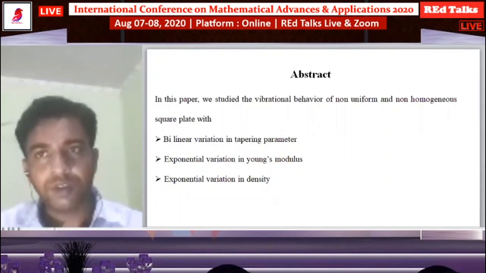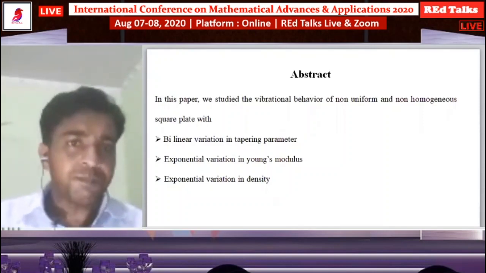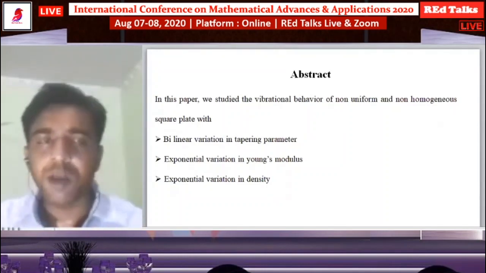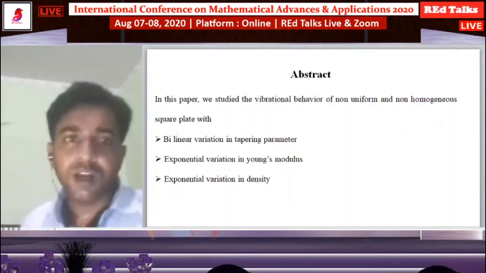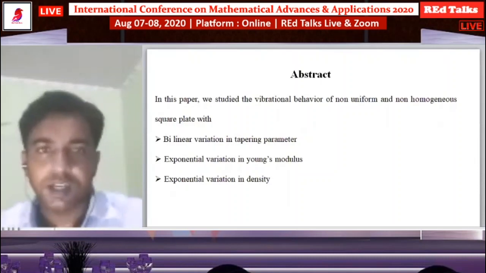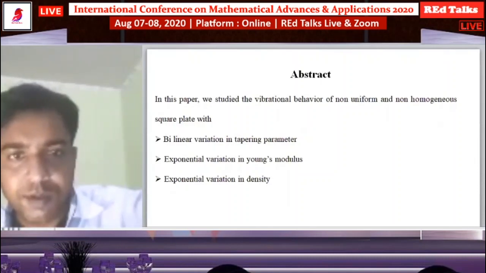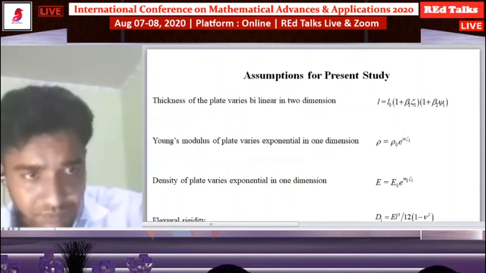First of all, we want to give a brief abstract of the presentation. In this paper, we study the vibrational behavior of a non-uniform and non-homogeneous square plate with bilinear variation in thickness, the tapering parameters, and exponential variation in Young's modulus and exponential variation in the density.